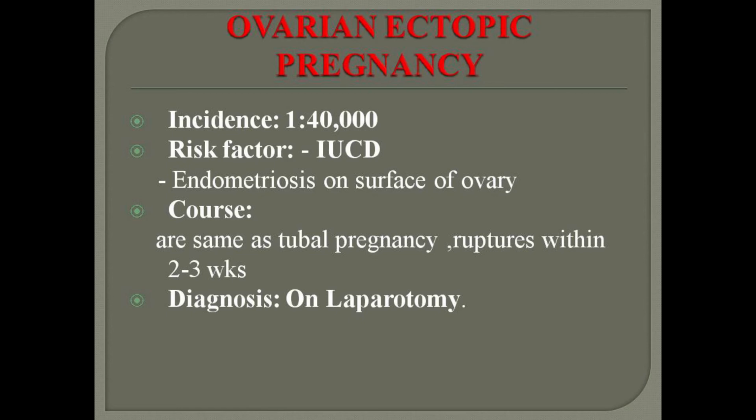It is a very less incident ectopic pregnancy, and because of the use of IUDs, the woman can have an ovarian ectopic pregnancy if she is using intrauterine contraceptive devices, or if there is any endometriosis, because endometriosis covers the lining of the uterus, but also the ovaries and fallopian tubes. If there is endometriosis in the ovaries, then an ovarian ectopic pregnancy can occur there too.